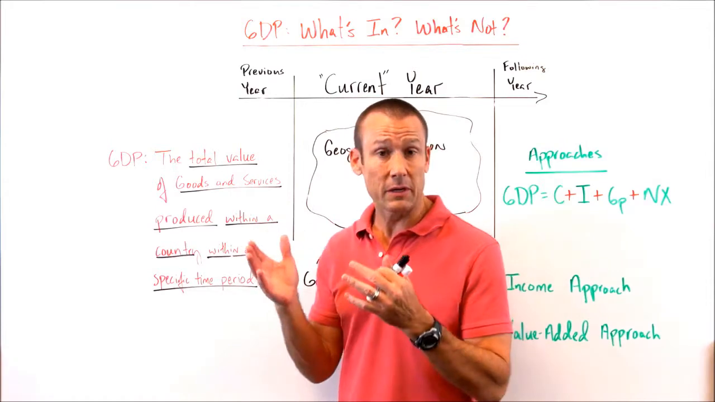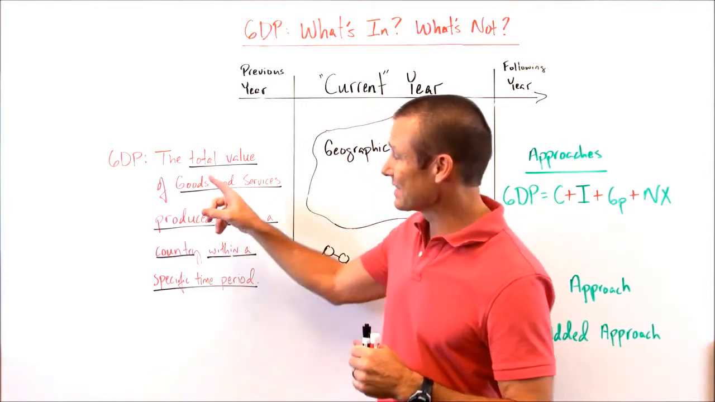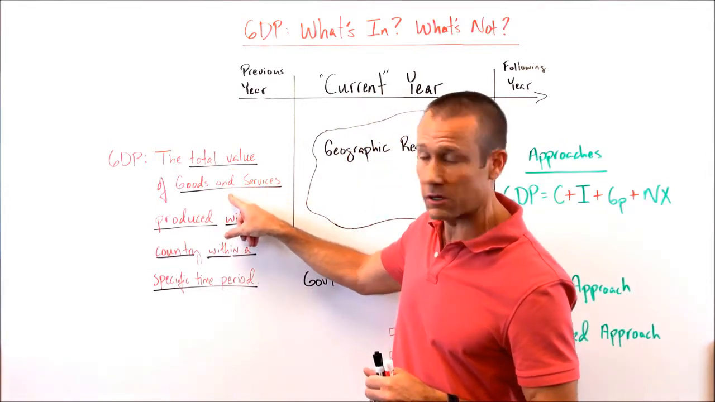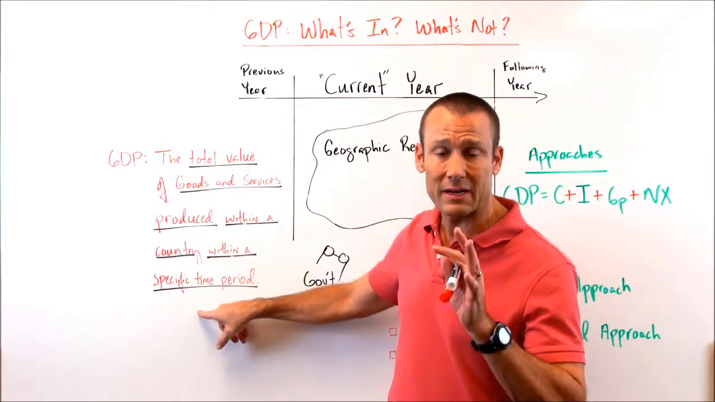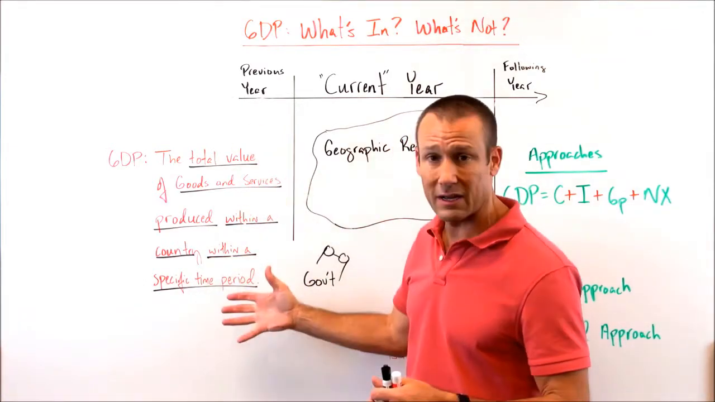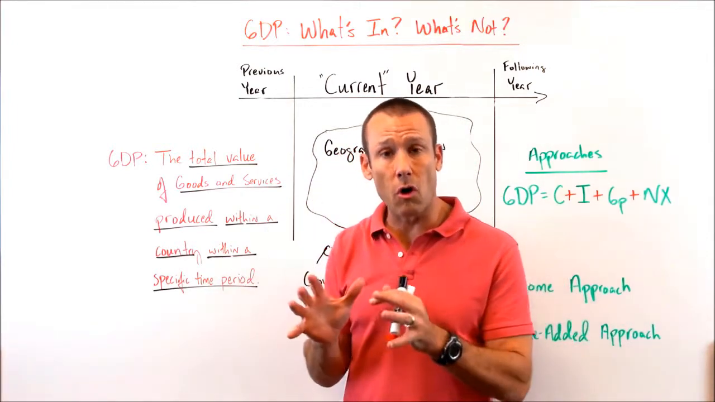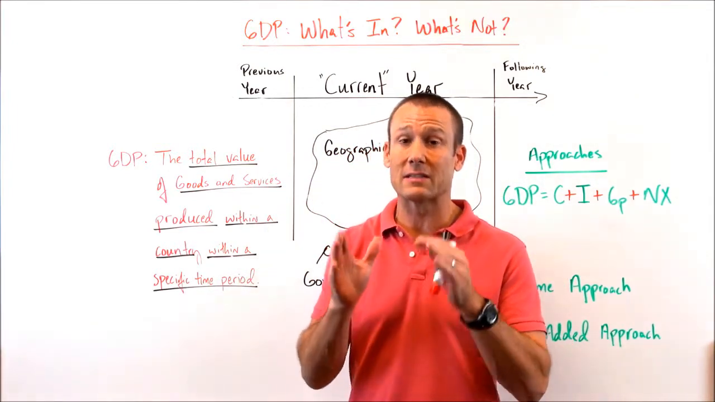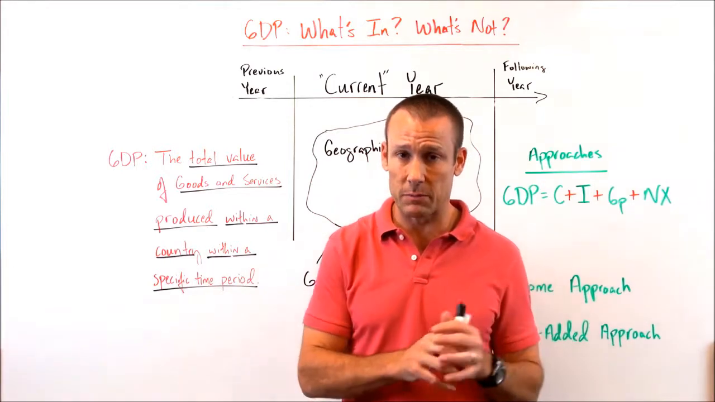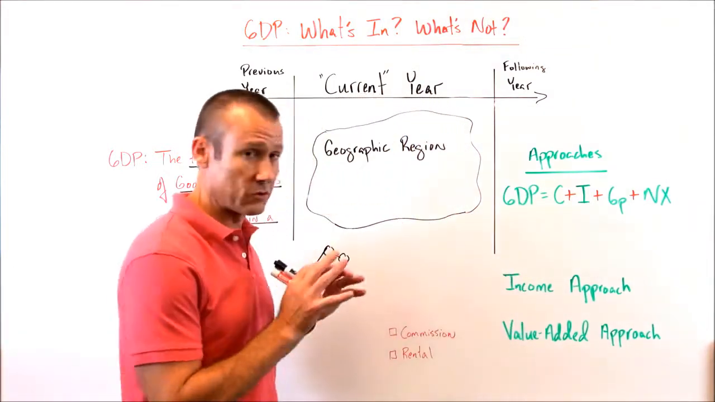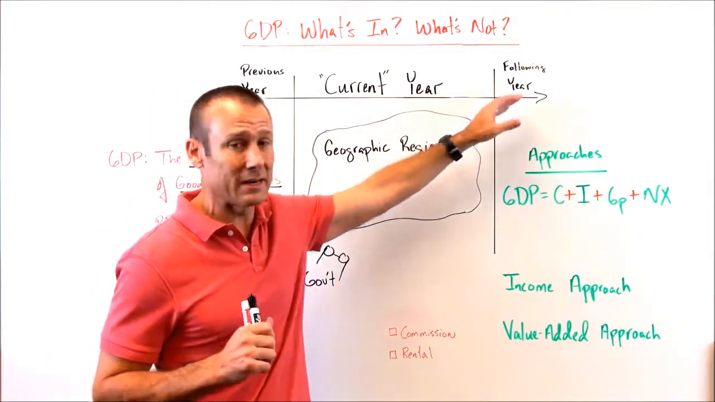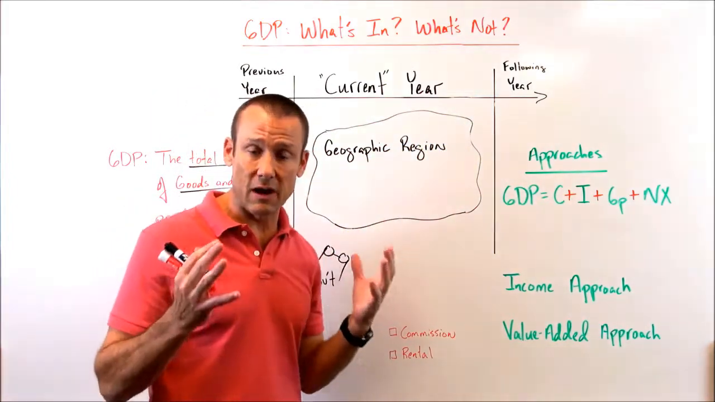So, what is GDP, or gross domestic product? It is the total value of goods and services produced within a country within a specified time period. Now, you internalizing this definition will take you a long way to understanding what transactions are in or out of GDP. Now, when I'm asked whether or not a transaction is in or out, I think of the following visual. And I've got this timeline right here and this little blob I'm calling a geographic region.